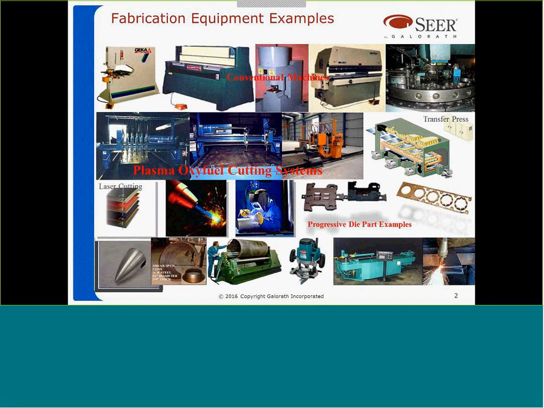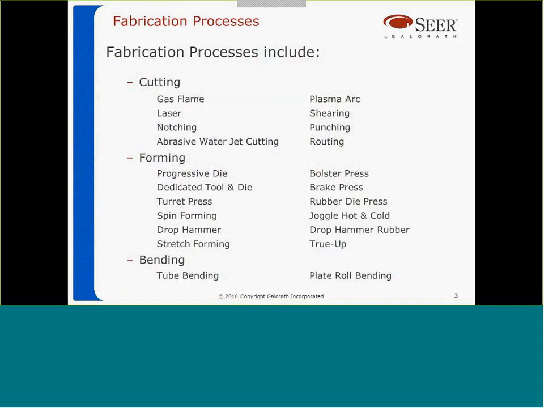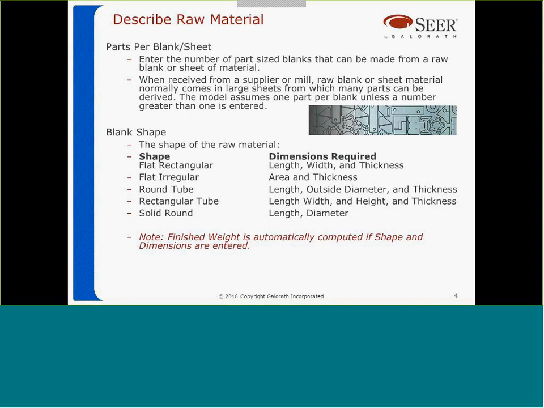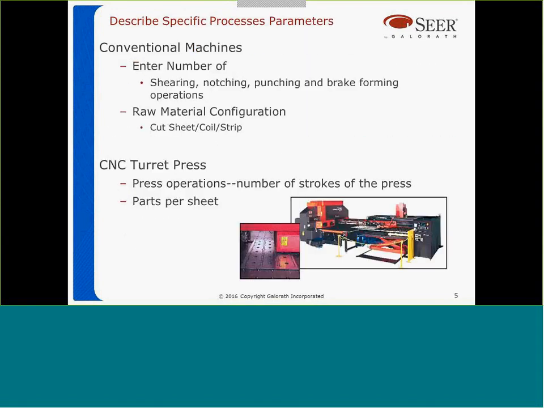We do have conventional machines and all kinds of cutting and forming operations. In the fabrication model, we're cutting from gas flame, laser, notching, etc., and forming processes, as well as bend, plate roll bending, etc., so that you have a full operation. Any of these operations are usable within the tool. With a shape, the length, the width, and the thickness of the material can all be picked up automatically from CATIA, and that will be read into our model.